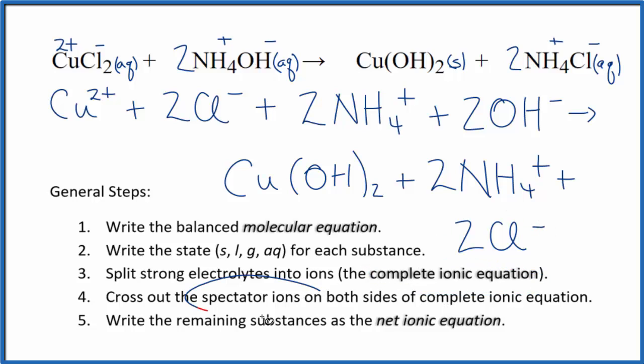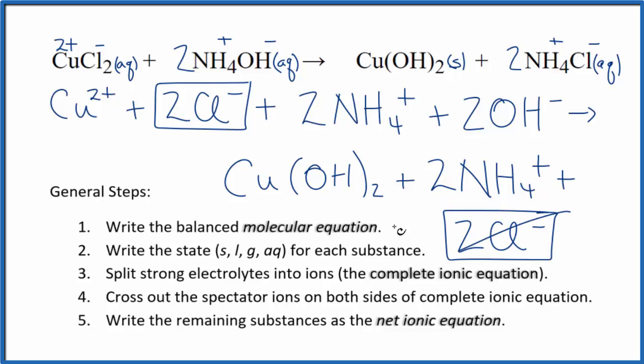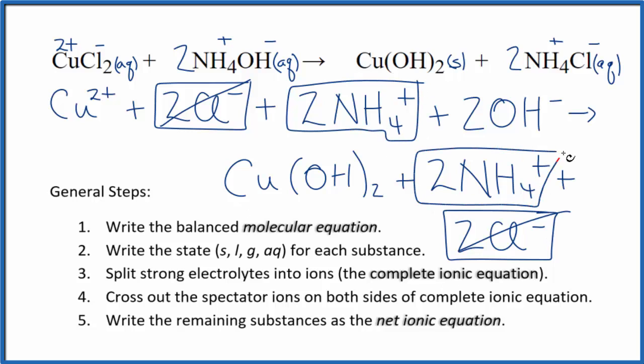Now we can cross out these spectator ions. They're on both sides of the complete ionic equation. In the reactants here, I see two chloride ions. I also see them in the products. So that's a spectator ion. We can cross those out. Two ammonium ions here in the reactants, and again, two ammonium ions in the products. Those are spectator ions. We're going to cross those out. What's left? That's the net ionic equation for CuCl2 plus NH4OH.